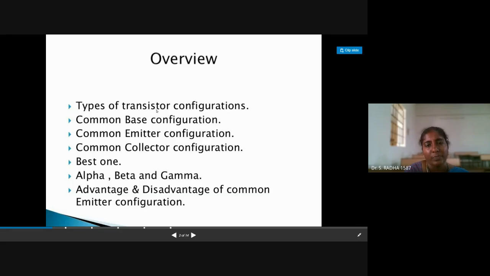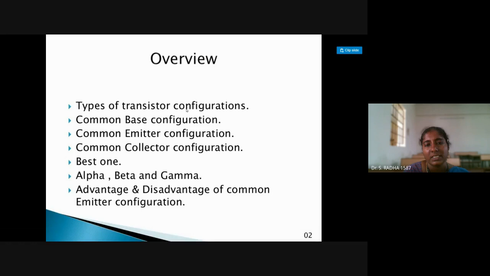Bipolar junction transistor. BJT stands for bipolar junction transistor. Bipolar means two polarities will be there, positive and negative, electrons and holes. Negative is electrons, positive is holes. Absence of an electron is nothing but a hole.